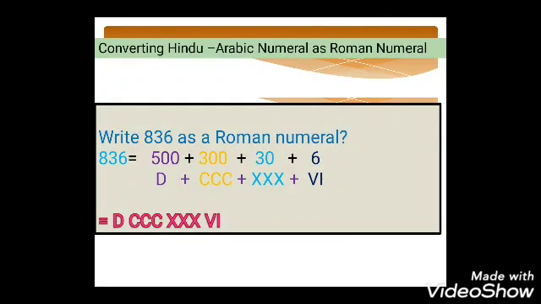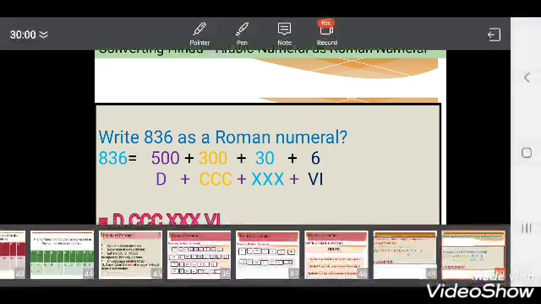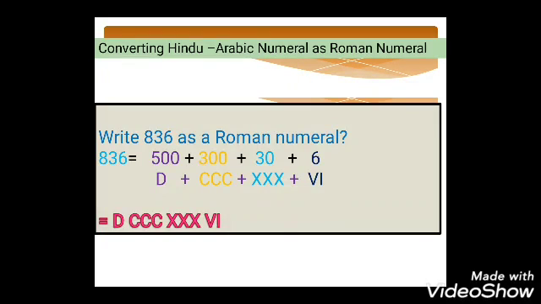Now 836 as a Roman number. This is 836. We split it into 800 and 30 and 6: 500 and 300, 30, and 6. There is a symbol for 500, D. For 300 we can repeat C thrice. For 30 we can repeat X thrice. And 6 is 5 plus 1. So we form the Roman number for 836.